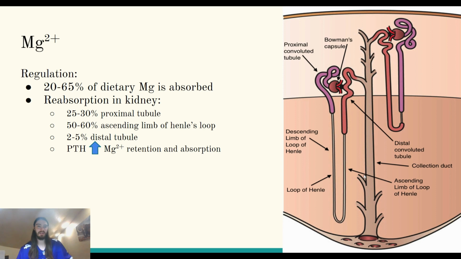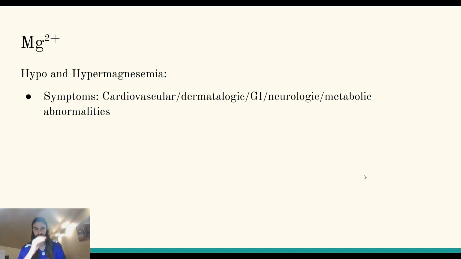But magnesium, so regulation of it. Most dietary magnesium is absorbed, and then reabsorption in the kidney is done all along the tubules and in the ascending limb of Henle's loop. So really just not the descending limb of Henle's loop. And then PTH, parathyroid hormone, is a critical hormone for it. That promotes the retention and more absorption in the intestine of magnesium.